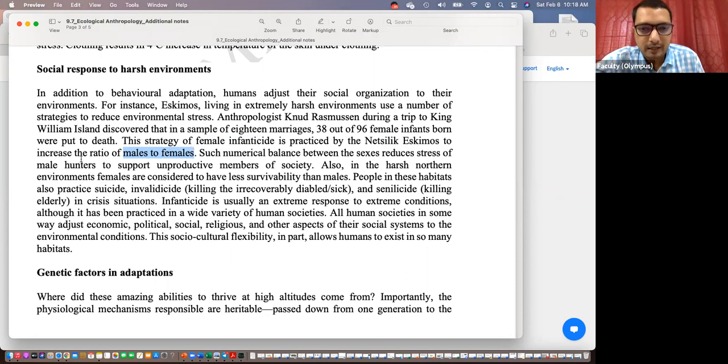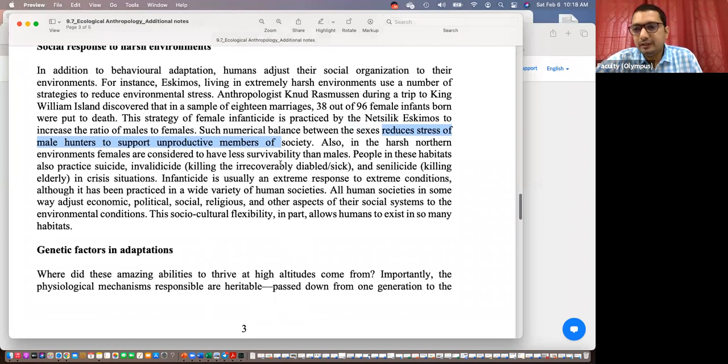Here, the balance between the sexes reduces the stress factor on the male hunters, because hunters are usually males, right? What happens if you have fewer males who cannot support the livelihood of the remaining people? Ultimately, they may die. So culturally, they understand the burden on the given society. They decide to put female infants to death because they want more and more male hunters to support the families. So this is one reason: to increase the number of males who can hunt.